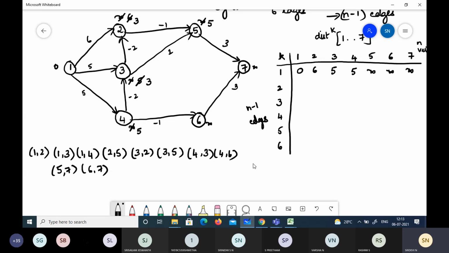Okay. Then when we come to 4 to 6, we have 5 minus 1, which is 4, and already we have infinity here. So which is smaller? 4 is smaller. So we will replace it by 4. Then we will take 5 to 7. So what's the value from 5 to 7? It is 5 plus 3, which is 8.